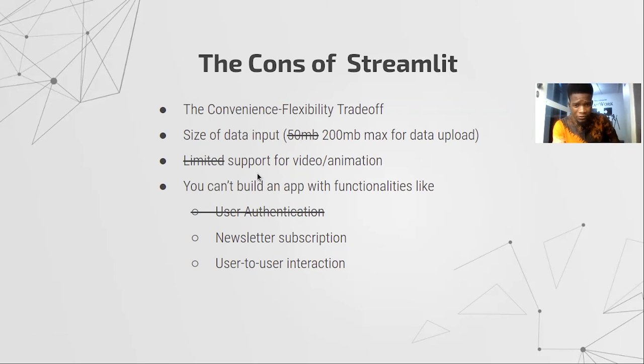Also there's limited support for video and animation, and believe me, this is not really a con anymore, because Streamlit is developing very fast, and most of these problems are not really problems for Streamlit anymore. You can also build an app with functionalities like user authentication, which is not the case anymore. But you still can't have a newsletter subscription. You can't have a chat room on your Streamlit applications. And if you want something like this on your app, then it might make sense for you to pursue, say, Django or Flask to build something like that.